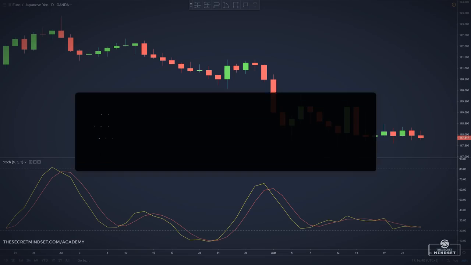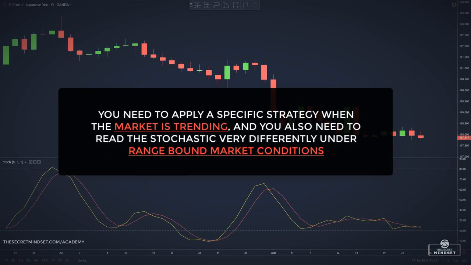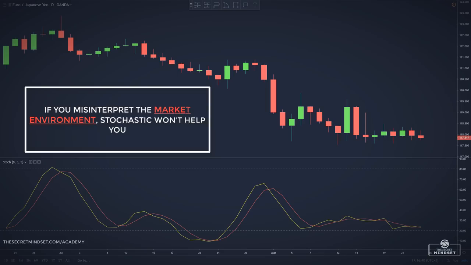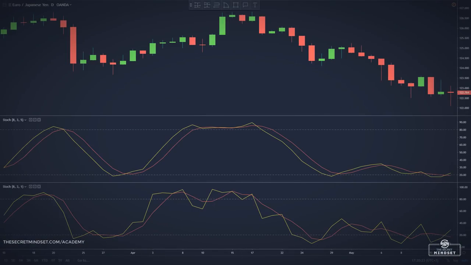You see, you need to apply a specific type of stochastic trading strategy when the market is trending, but you need to read the stochastic indicator very differently under range-bound market conditions. If you misinterpret the market environment, the same stochastic oscillator value can translate into a very different signal. This is where most traders fail. They simply apply the stochastic oscillator in the same manner, regardless of the underlying market condition, and end up losing money as a result. So what is a stochastic oscillator?